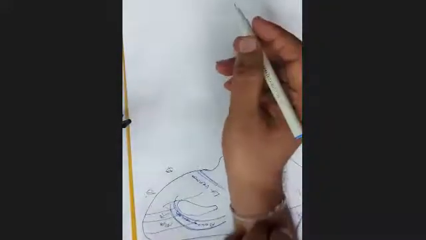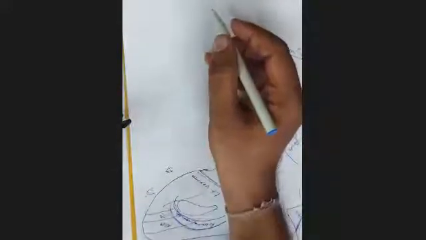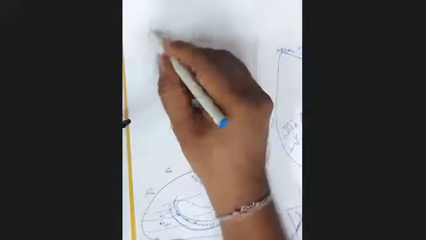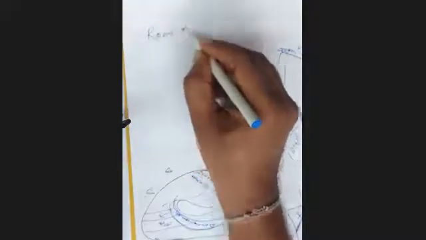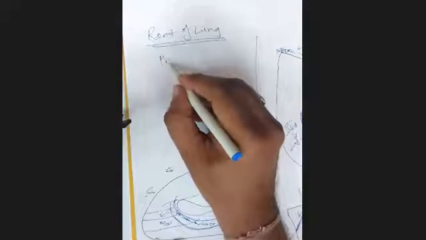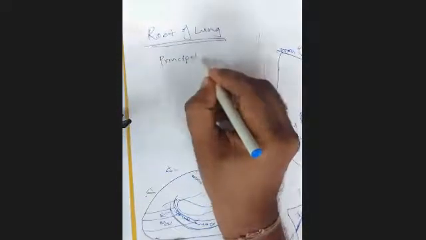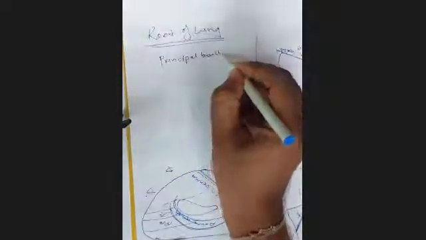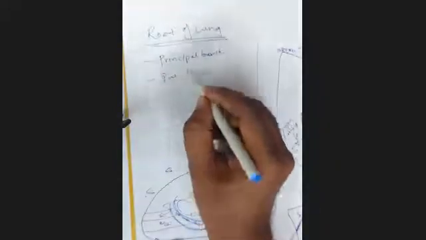Now we come to another concept, and that is what is the root of the lung. The root of the lung contains the structures coming in and going out of the lung. So mainly the principal bronchus. It will contain mainly the principal bronchus. There will be a pulmonary artery.